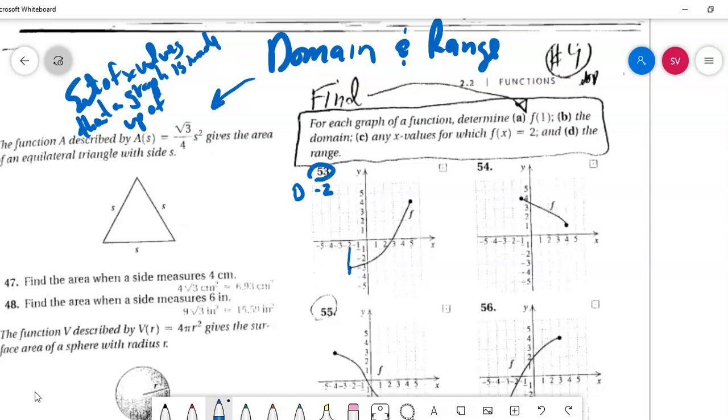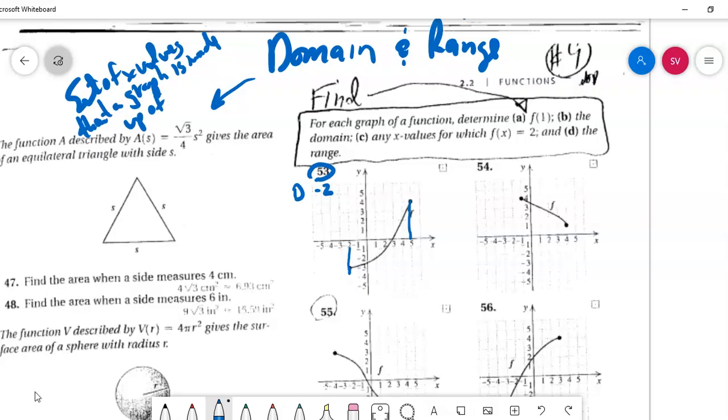Now we keep scanning. Do I have an ending point on this graph? Yes. What's my ending x value attached to this ending point? -3. Now we're going to keep going up. Is there any ending point? Yes, there is. What is the y value to that corresponding endpoint? 4.